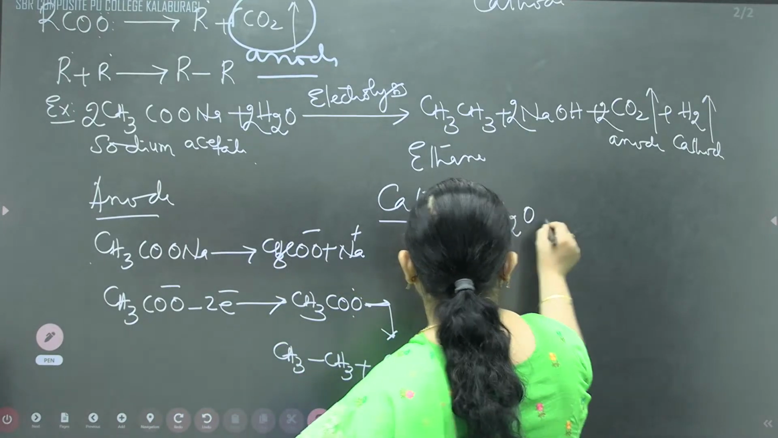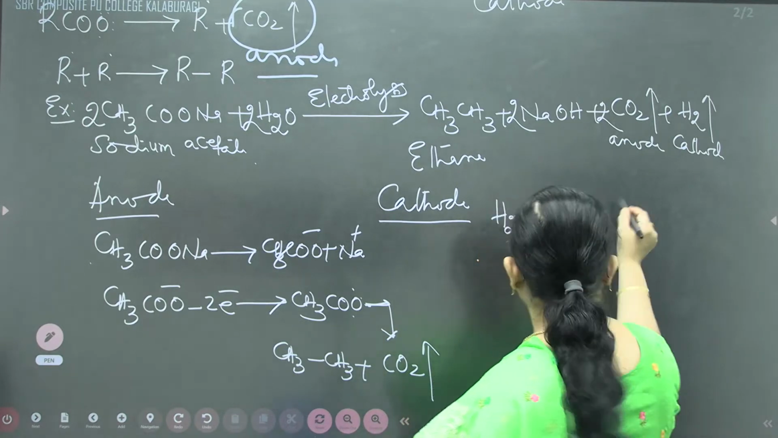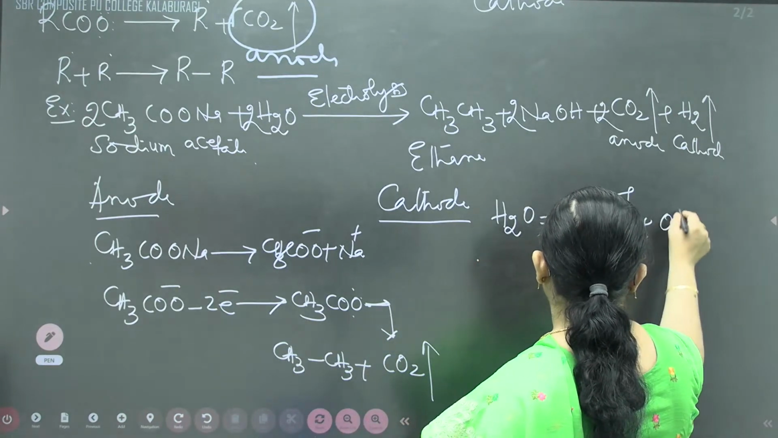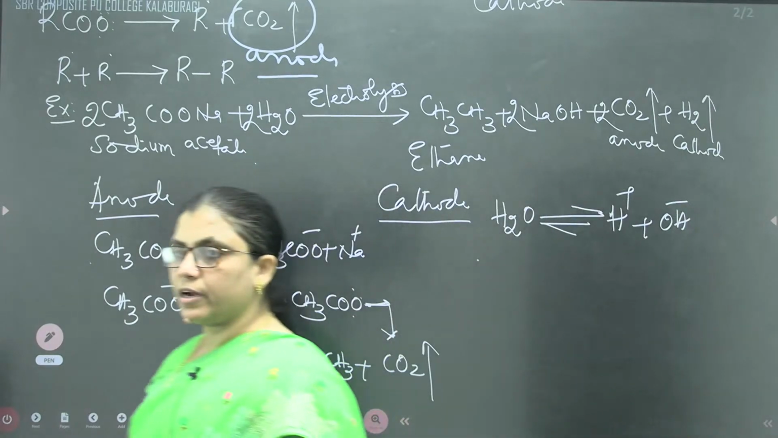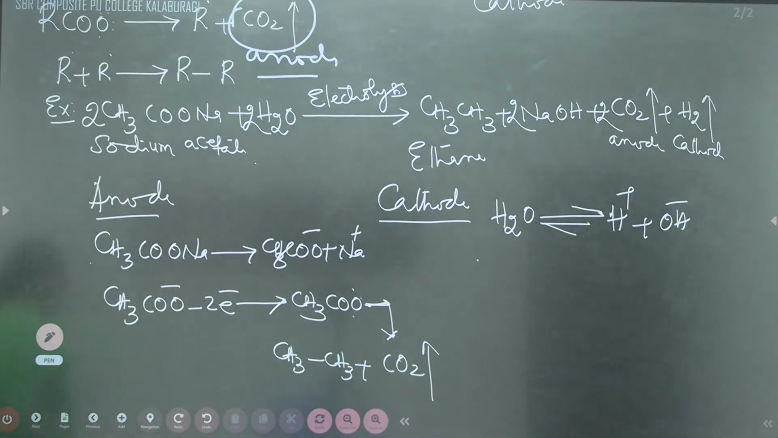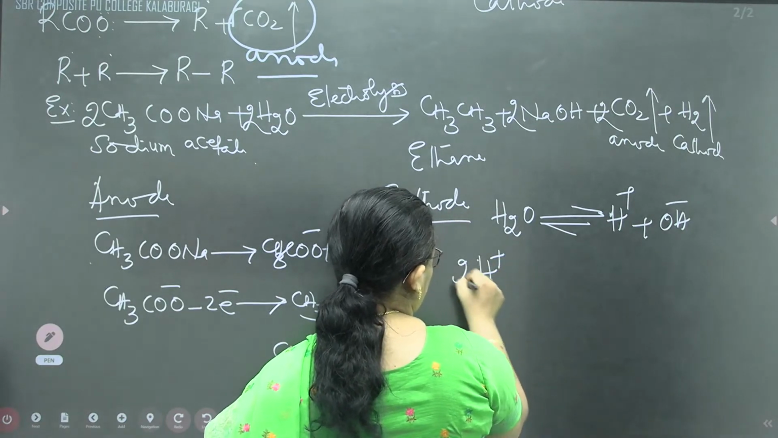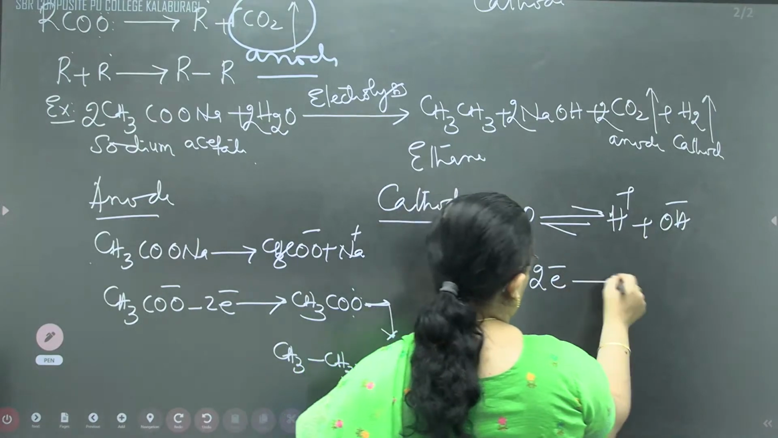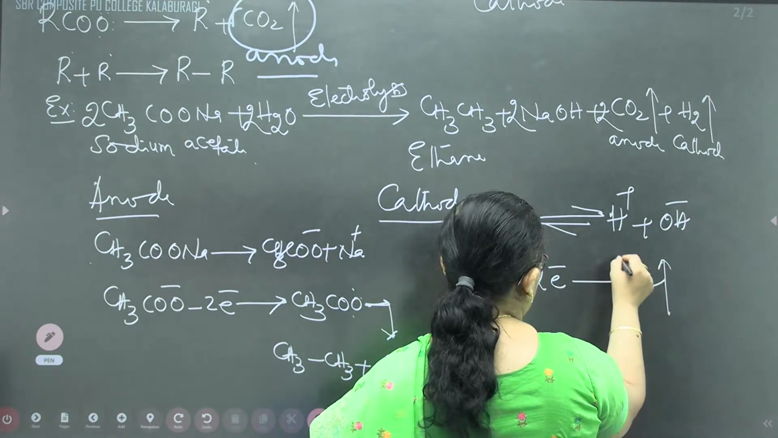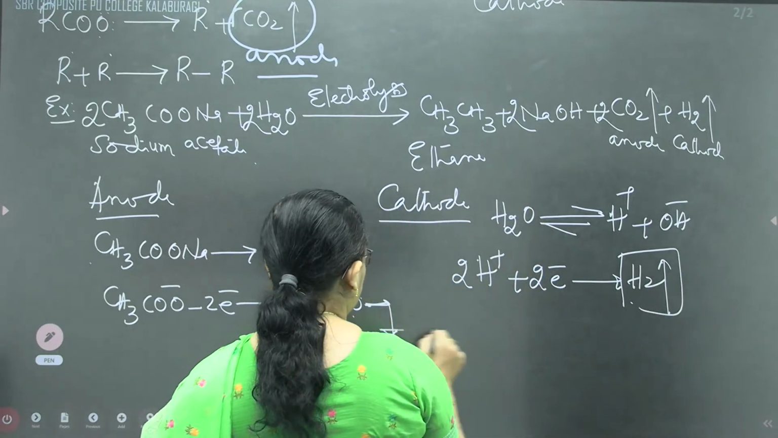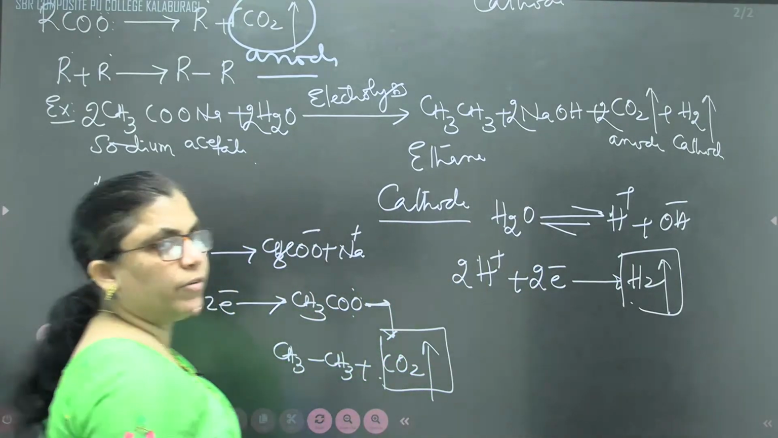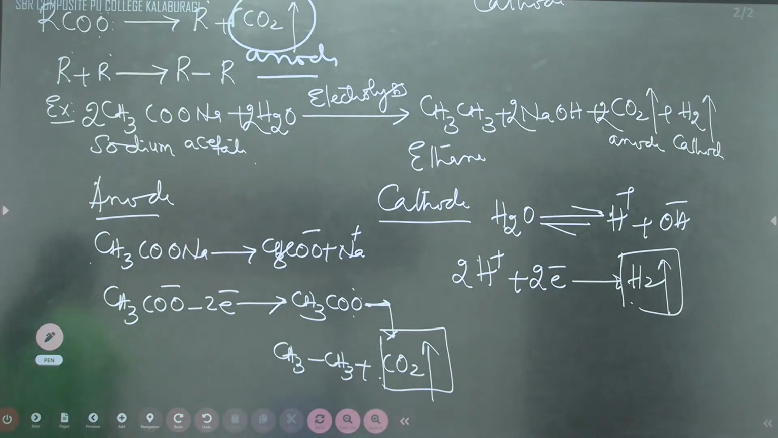That's why H2O on ionization, electrolysis will produce H plus and OH minus. H plus and what, children? OH minus. And the H plus will gain electrons. 2 H plus are there, so we'll take 2 electrons over here. They will produce hydrogen. Hydrogen gas is liberated at cathode and carbon dioxide gas is liberated at anode. These are the two very important points, children, by which we can understand how it is possible to prepare ethane.